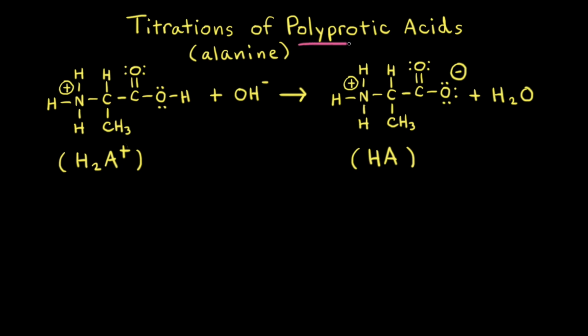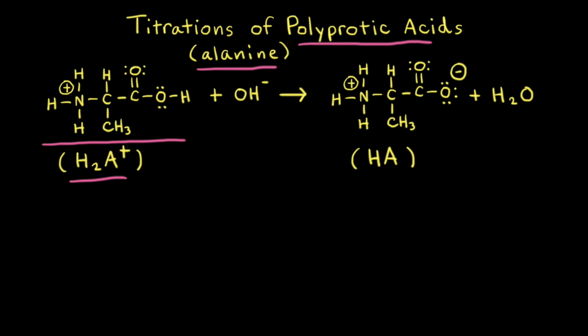A polyprotic acid is an acid with more than one proton that it can donate in solution. An example of a polyprotic acid is the protonated form of the amino acid alanine. Here's a dot structure showing the protonated form of the amino acid alanine, and we can represent this as H2A+.